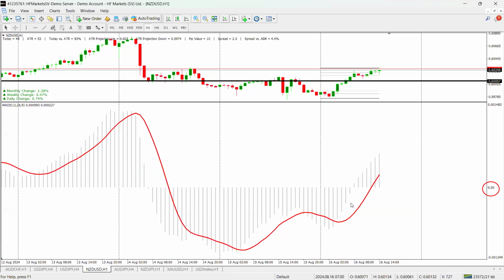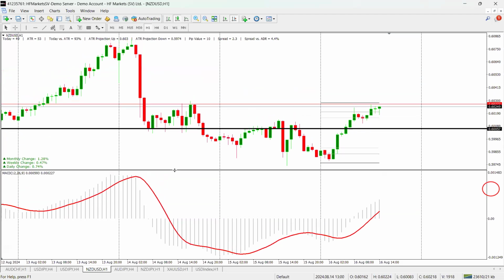So now you have three things. Number one, the zero line that separates the top histograms from the lower histograms. Number two, you have the histograms themselves. And number three, you have the signal line. So now, how does this help us? How does this tell us anything, especially when it comes to trading?